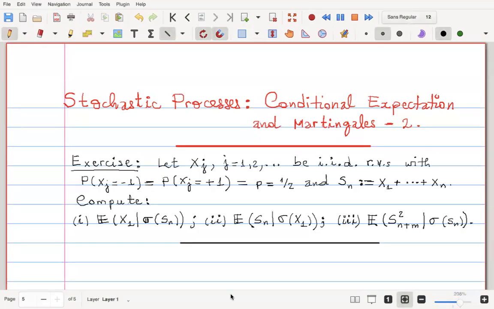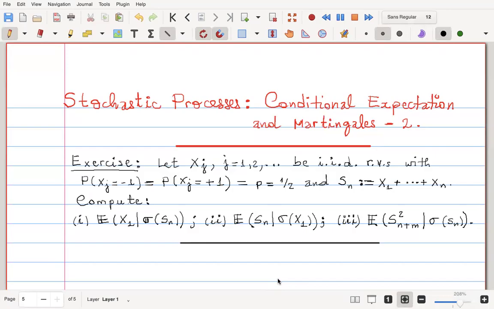In this tutorial, we are going to proceed with conditional expectation. Compared to what I said last time, we are going to talk about Martingale. But before doing that, there's another example that I want us to solve together, which is the exercise on your screen.